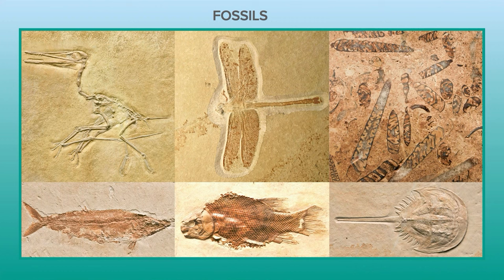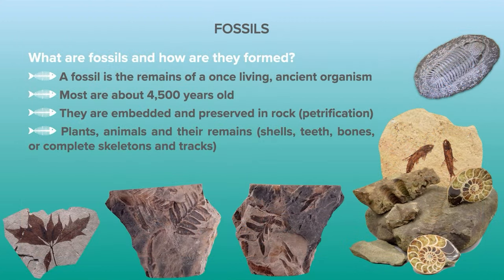Let's now have a look at fossils and how they are formed. A fossil is the remains of a once living ancient organism, about 4,500 years old, that is embedded and preserved in rock. It includes plants, animals, and their parts, like shells and teeth and bones, or complete skeletons, as well as the tracks that they left behind.